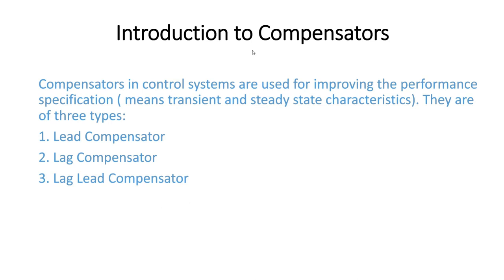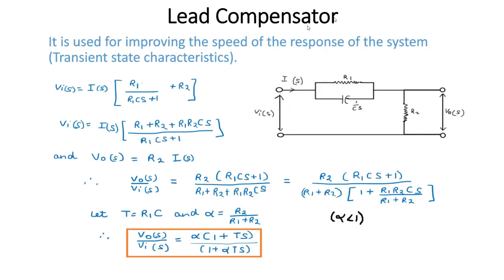Next, we have an introduction to compensators. Compensators in a control system are used for improving the performance specifications. Steady state or transient characteristics are improved. Basically, they are of three types: lead, lag, and a combination of both, which is the lag-lead compensator. Here we will first study the lead compensator. A lead compensator is used for improving the speed of the response, meaning the transient state characteristic. This is very important to remember.